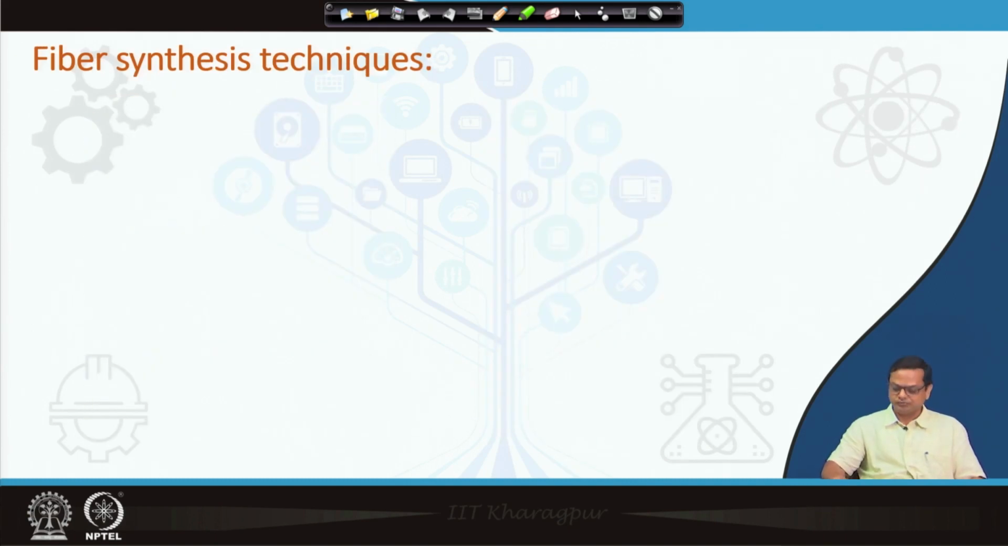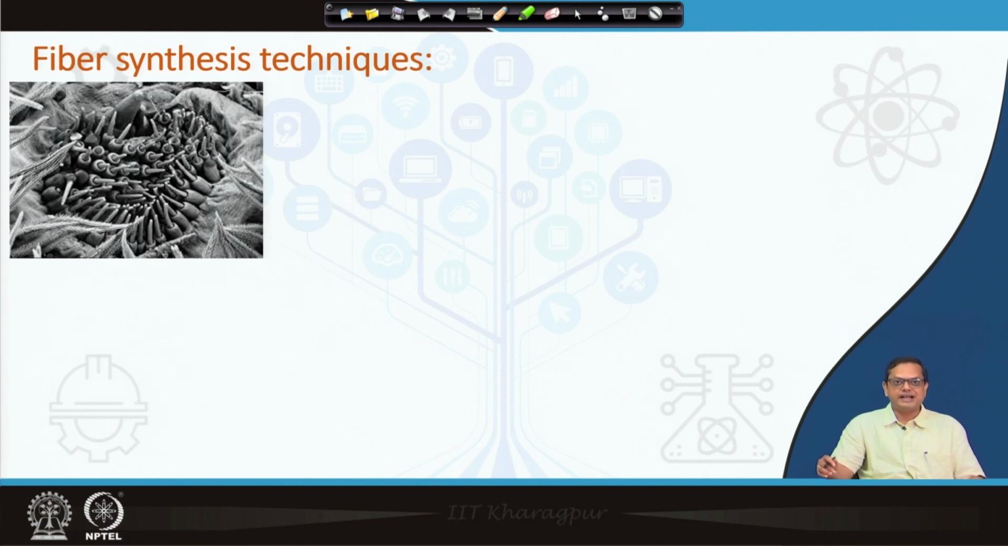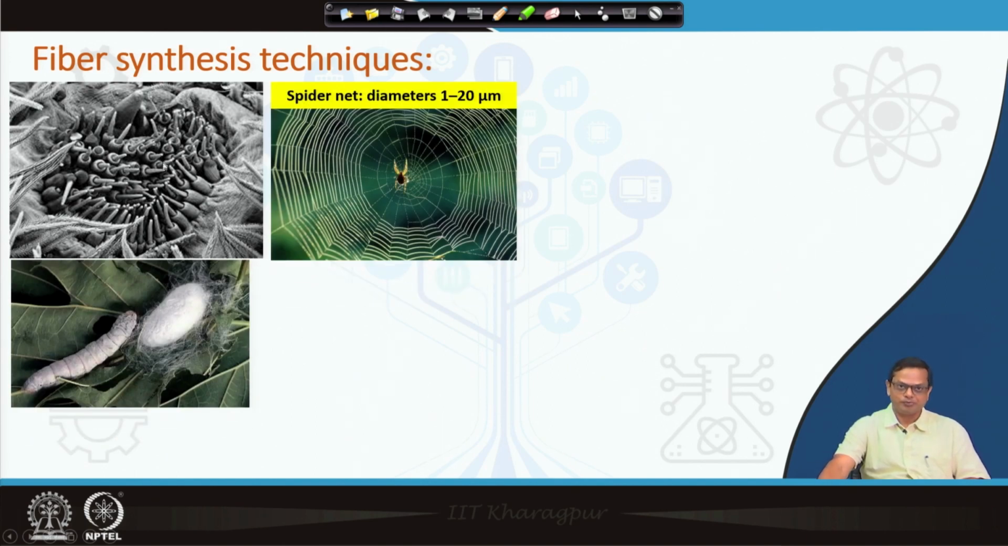Now, I have a question to all of you: can you remember this particular picture? Let me tell you that whatever we do, we try to learn from nature and then we try to mimic nature. So, the fiber synthesis techniques also came from mimicking nature. This is what we are seeing. If you can identify, these are the fibers or the web coming out from the spider. So, how is it happening?